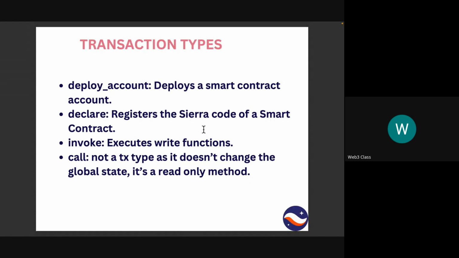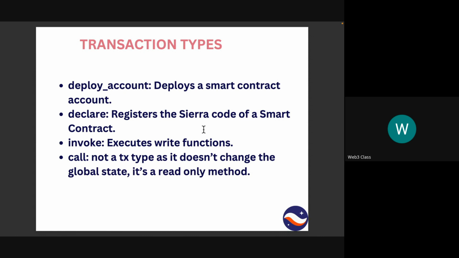Declare, like you all know, is to create a contract class whereby it registers the source code of your smart contract and then generates a contract class for you. Invoke executes write functions. With invoke, you can make state changes, you can make global changes to the blockchain. Invoke consumes gas, so it needs gas for that type of transaction to be successful.